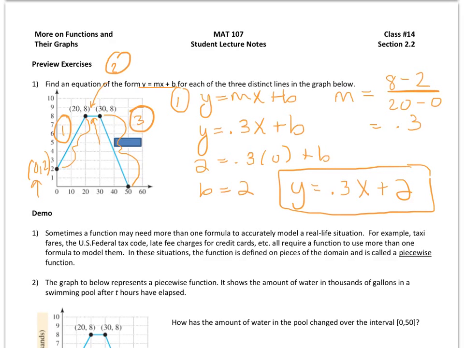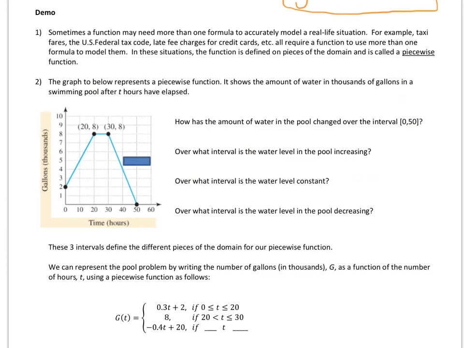Okay. So I'll leave you to do line 2 and line 3. We're going to move on to the demo. I just wanted to give you a brief refresher on how to find the equation of a line.